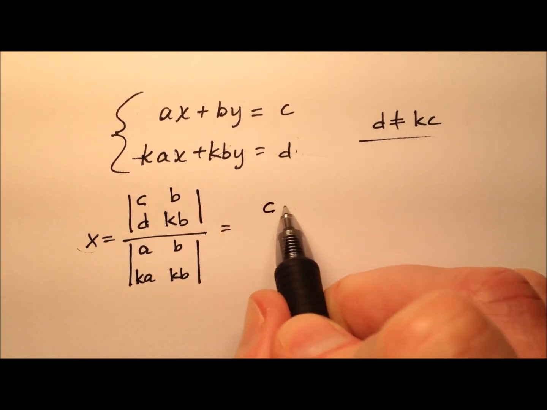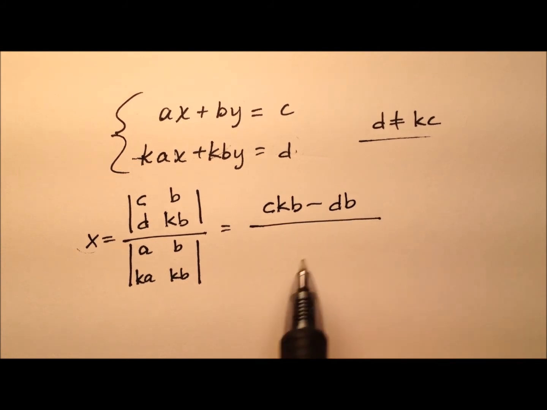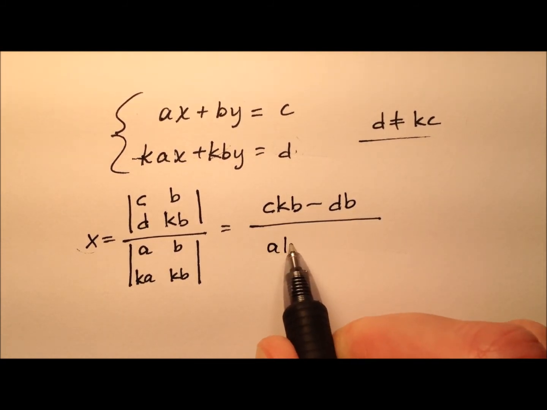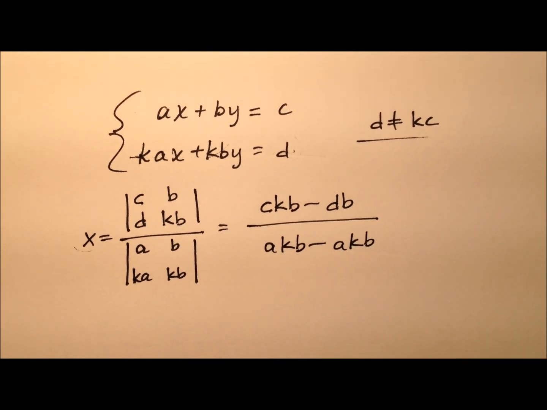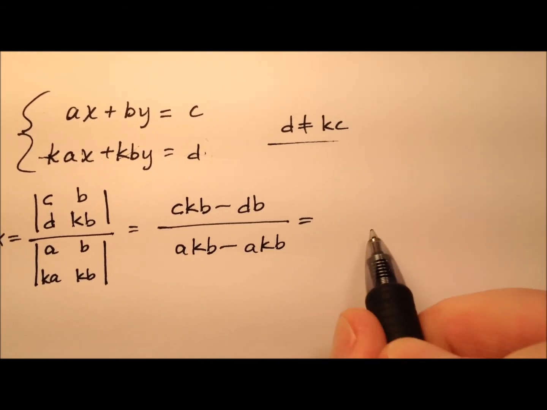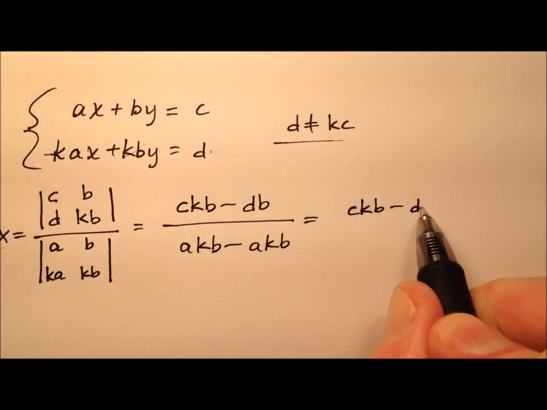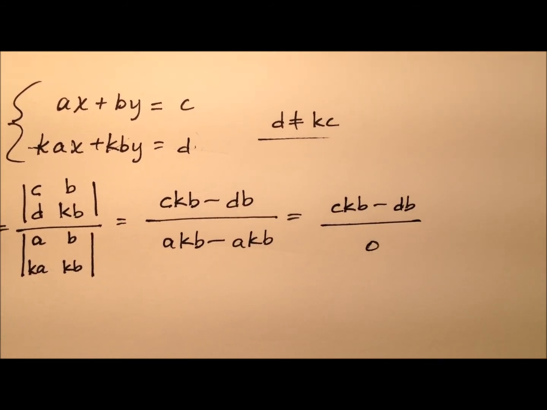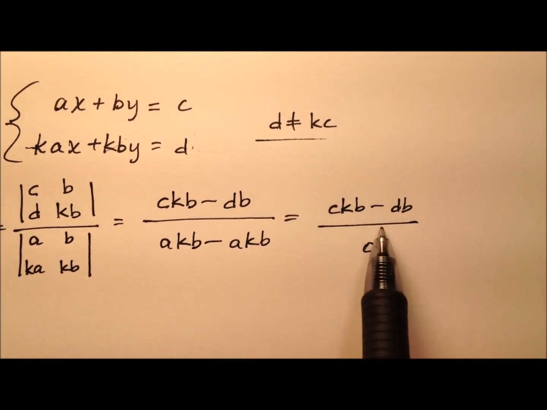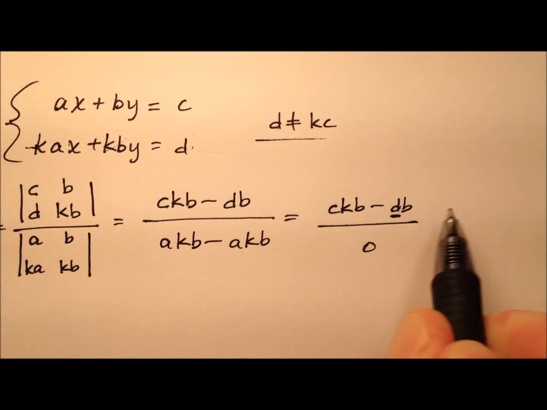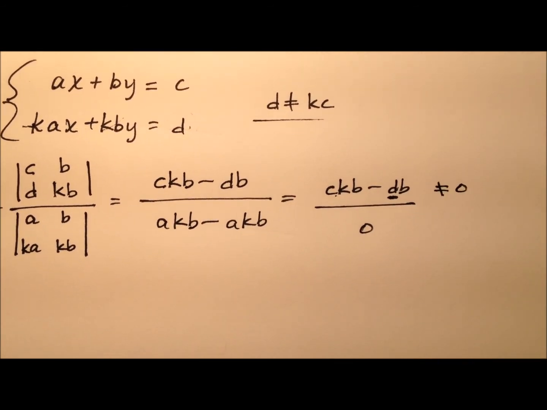So we have ckb minus db over akb minus akb. Oh, interesting. So this ends up being ckb minus db over 0. And what did we say before? d is not equal to kc. So if d is not equal to kc, then the top will not be 0.